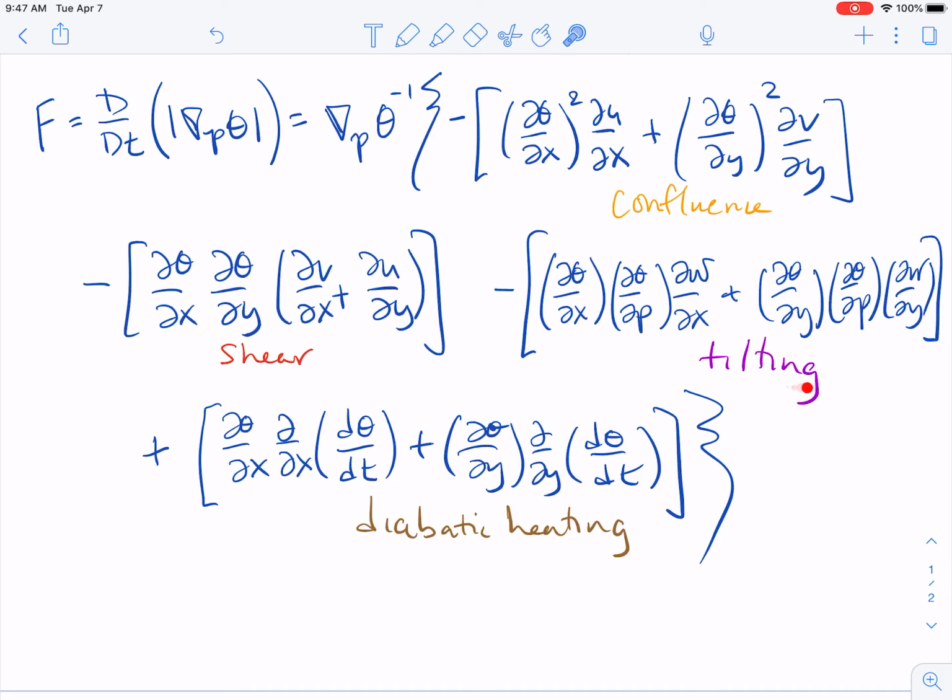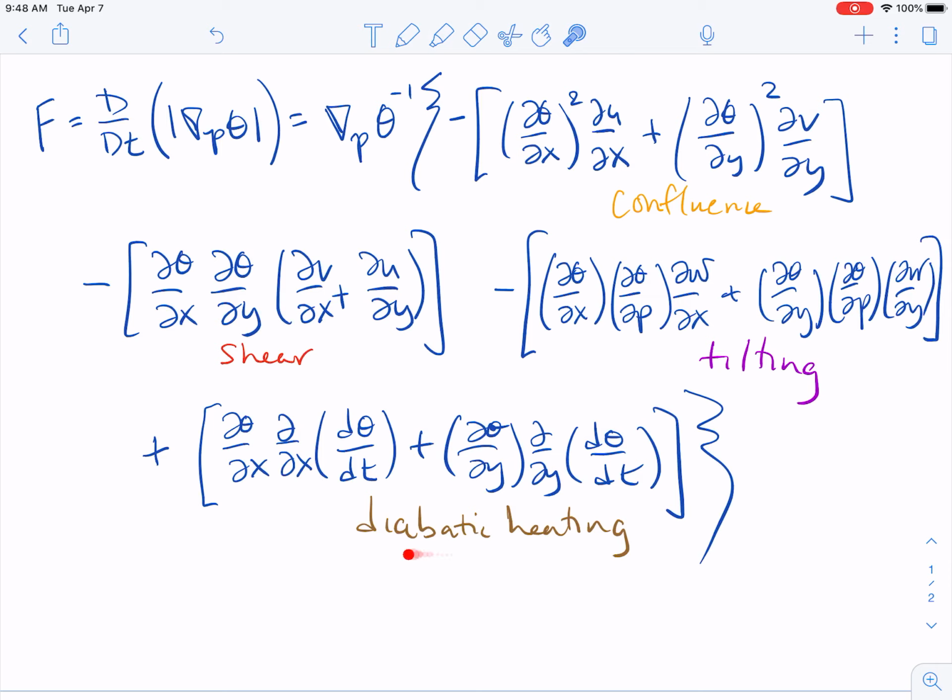In our third term here, tilting, we have the change in rising motion, d omega/dx and d omega/dy, such that we're taking our temperature gradients in the horizontal and the vertical and tilting them. And so that's changing the orientation of these lines, which is going to change the overall strength of the magnitude of our potential temperature gradient.